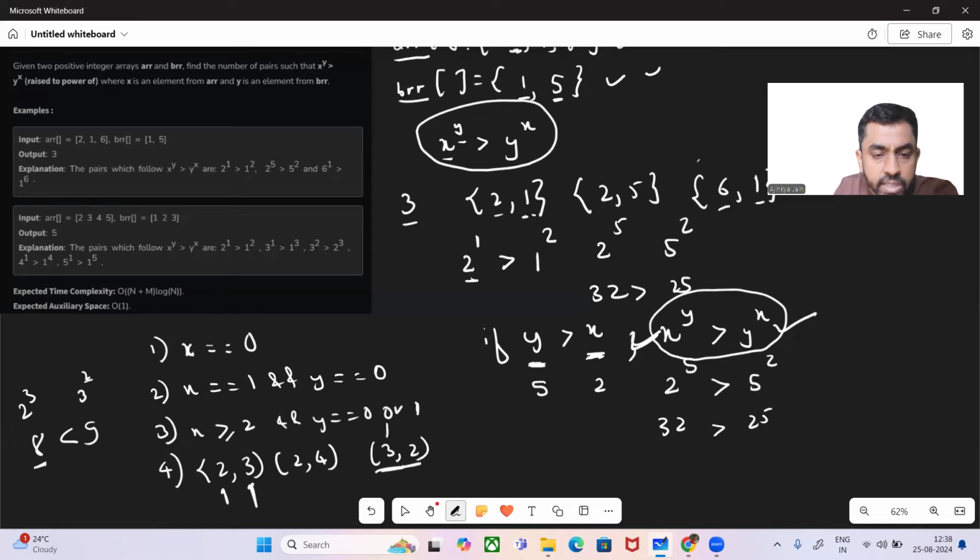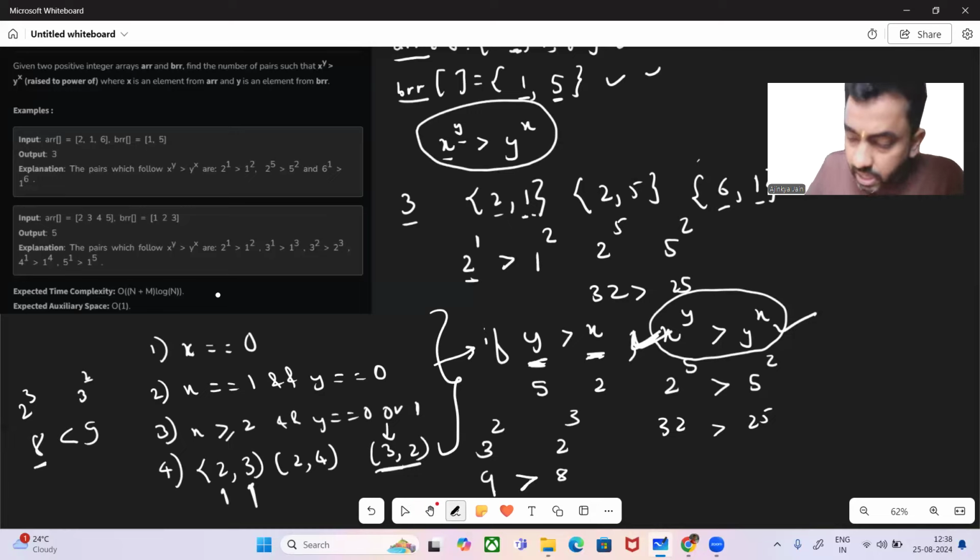Similarly, when x is 3 and y is 2, in this case we are going to get 9 and 8. This is greater. So these are the 4 exceptions wherein it is not following this property. If y is greater than x, then it is violating this condition. So these are the 4 exceptions. I hope you have got the intuition. Now let's code. I think you'll understand better.